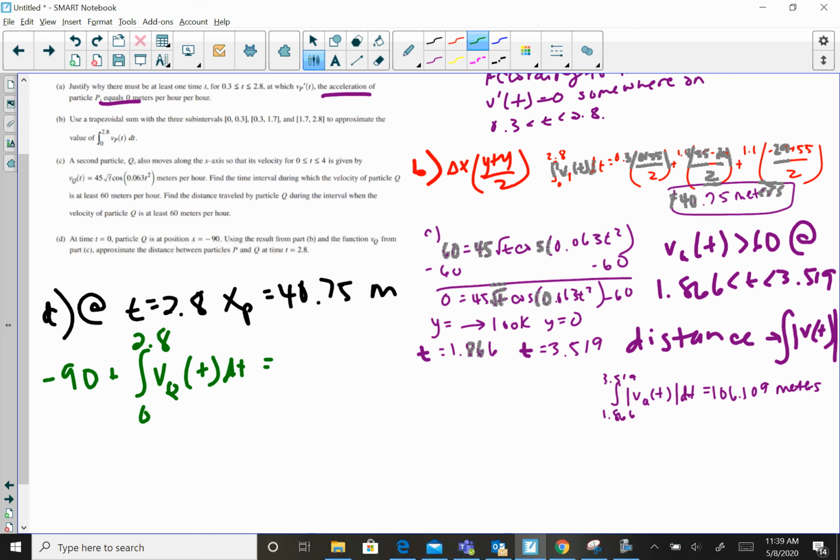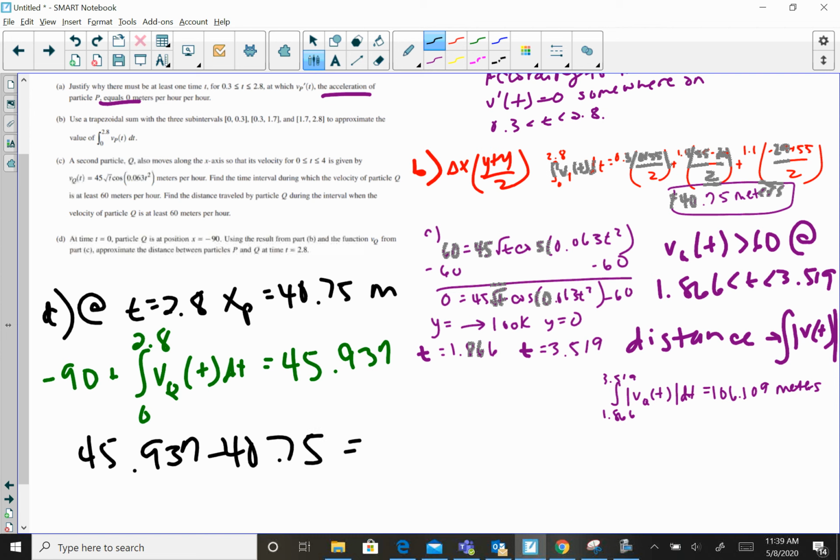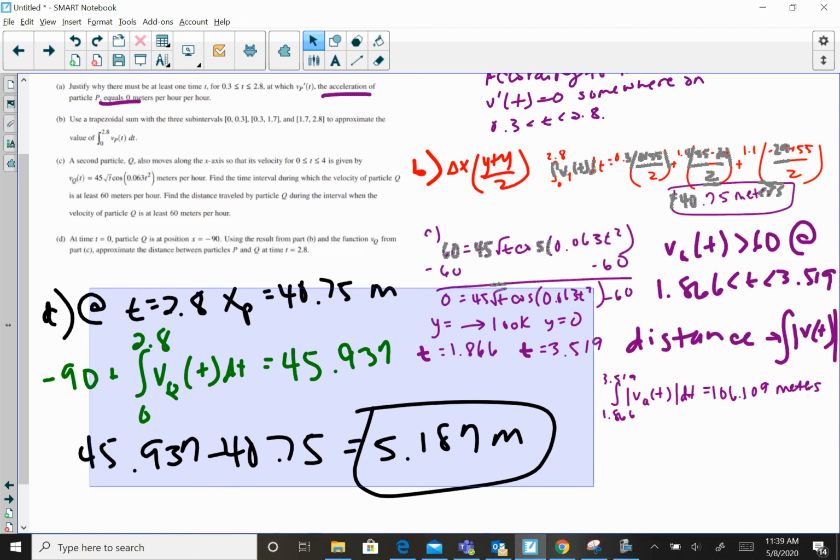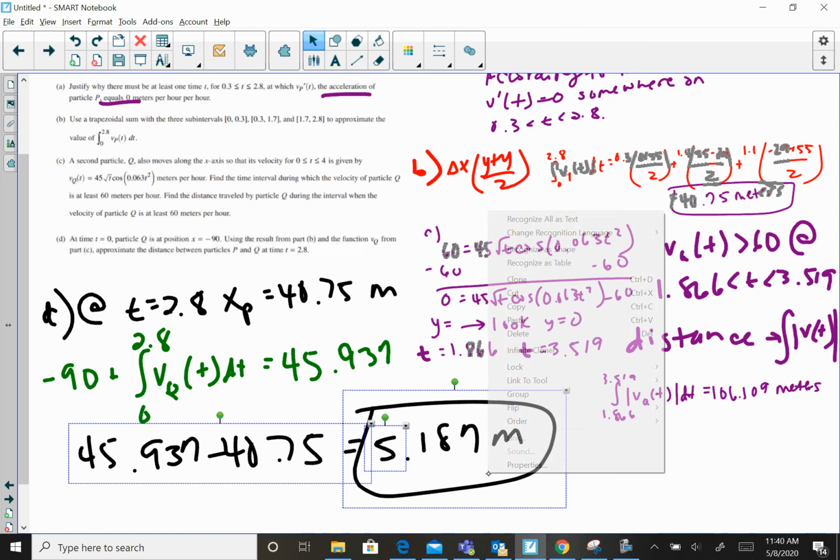Wow, calculator is dying on me. 45.937. So the distance between them, just subtract: 45.937 minus 40.75 equals 5.187 meters. Again, you shouldn't really box your answers. I'm just really horrible at that. I do it. So that is the second FRQ from 2019.